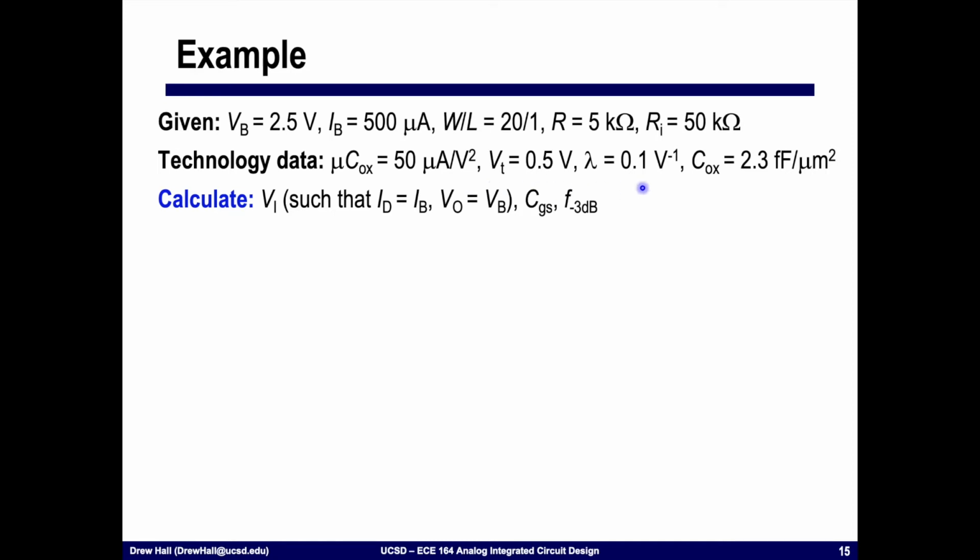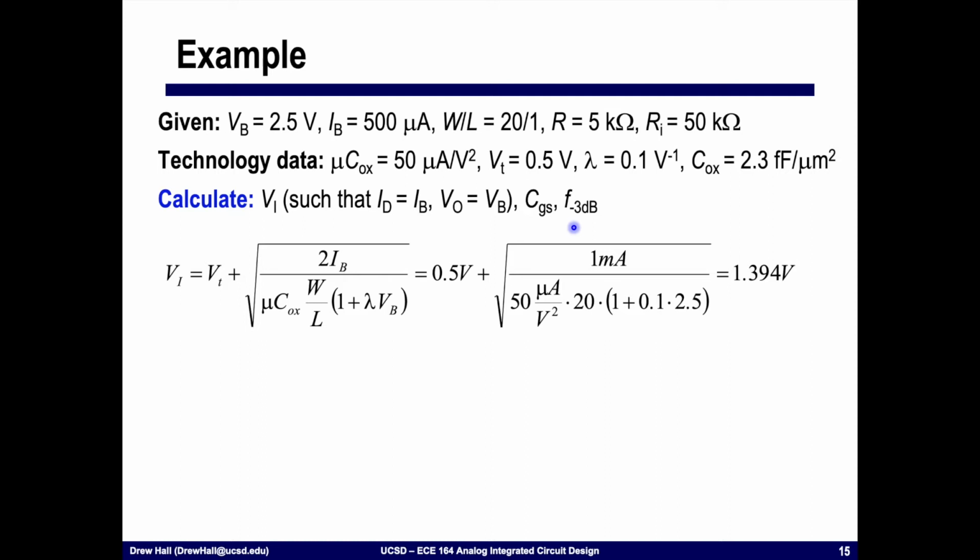And then we're given a whole host of technology parameters. The threshold voltage, the transconductance parameter, the output impedance or the lambda so that we can calculate R out, and then we're given Cox. Okay, and the first thing that we need to do is we need to calculate the input DC voltage such that ID is equal to IB and V out is equal to VB. We also need to calculate CGS and the 3dB frequency. Okay. And so essentially what we're doing is we're working through the DC biasing first, and then we're calculating small signal parameters using those small signal parameters in order to calculate the bandwidth of the circuit.